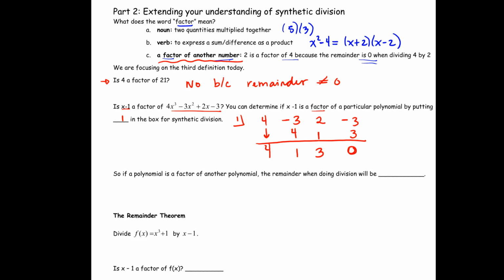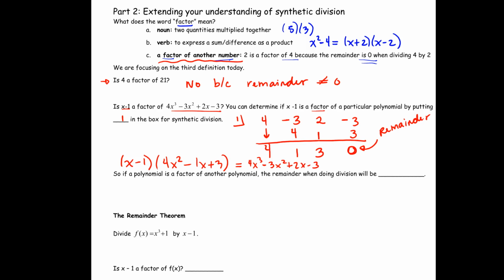So is x minus 1 a factor? Yes. This is our remainder, so yes. X minus 1 is a factor, and essentially we could say x minus 1 times the quantity, if I put this back in answer format, times 4x squared minus 1x plus 3. That would equal our big polynomial, 4x cubed minus 3x squared plus 2x minus 3.